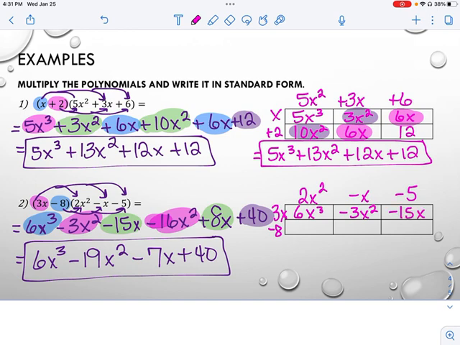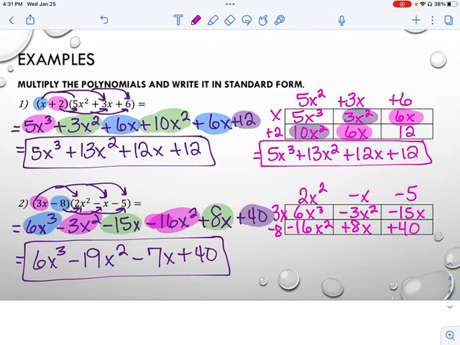Then I drop down to the negative 8. So negative 8 times 2x squared is negative 16x squared. Negative 8 times negative x is a positive 8x, and negative 8 times negative 5 is a positive 40.